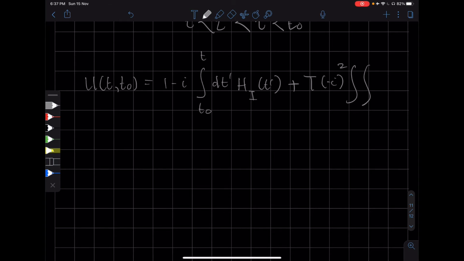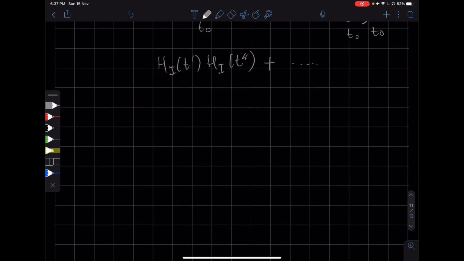just to make things clearer. So this goes from t0 to t, and here we have dt', and here this goes from t0 to t', and this is dt'', and here we have H_I(t'), H_I(t''), and then we have similarly the third order term.